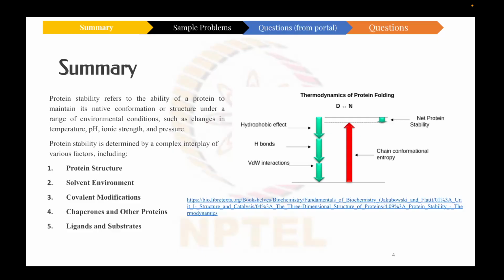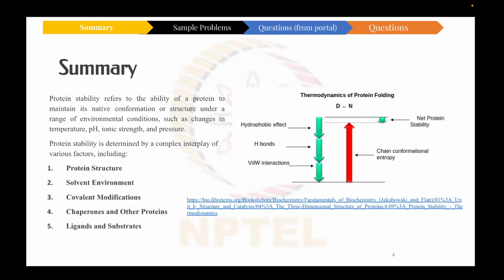Then we have chaperones or other proteins, which can assist in the folding and stabilization of proteins by providing a protective environment, promoting correct folding pathways, and preventing aggregation and misfolding. Lastly, we have ligands and substrates, which can stabilize or destabilize proteins by altering their conformation or interaction. For example, the binding of a substrate can stabilize the active conformation of an enzyme, whereas the binding of an inhibitor can destabilize the enzyme. Overall, the stability of a protein is a complex and dynamic property that is crucial for its function and biological activity. Understanding these factors can help in the design of more stable proteins for therapeutic applications.